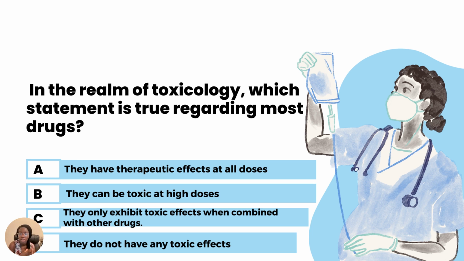So, most drugs have the potential to be toxic if taken in excessive amounts. While the therapeutic effects are observed within a particular dosage range, when we surpass this range, it can lead to rather toxic effects, regardless of how we combine it with other drugs.